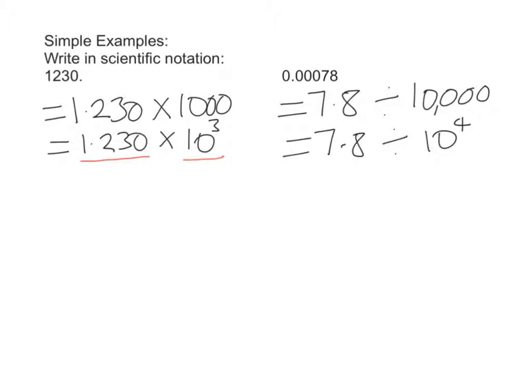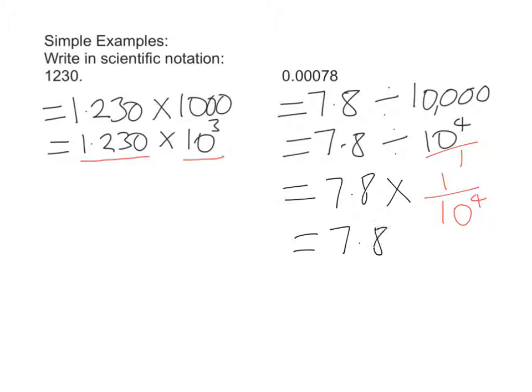Now we know when we divide, it's the same as multiplying by the fraction turned upside down. So 10 to the 4 over 1 could be turned into 1 over 10 to the 4. Also, we know from indices that if 10 to the 4 is on the denominator, we can move it to the numerator by making it a negative power. So this last number here is actually the scientific notation for a small number.